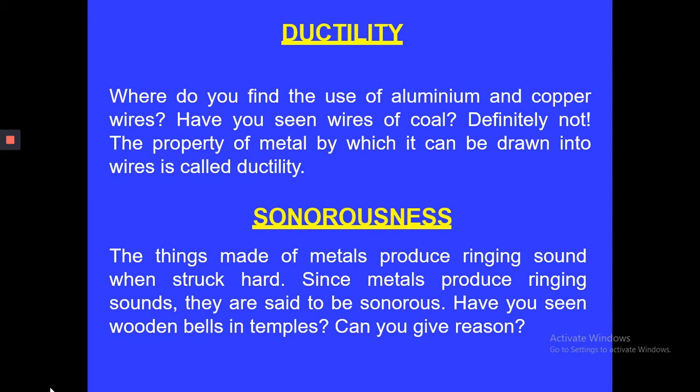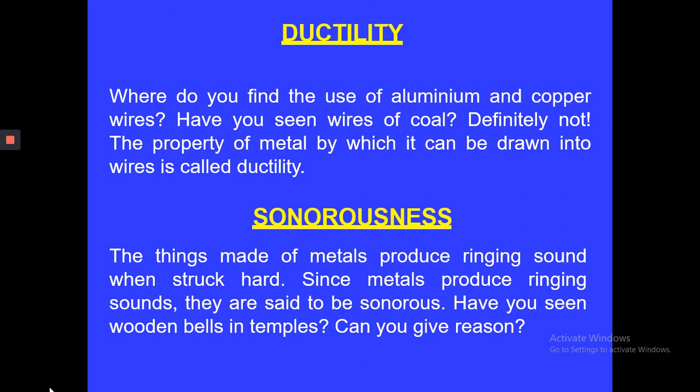So the property of the metal by which it can be drawn into a very thin wire is called ductility. Metals are ductile, whereas non-metals are non-ductile. So we can convert metal into a very thin wire, and this property of metal is known as ductility.